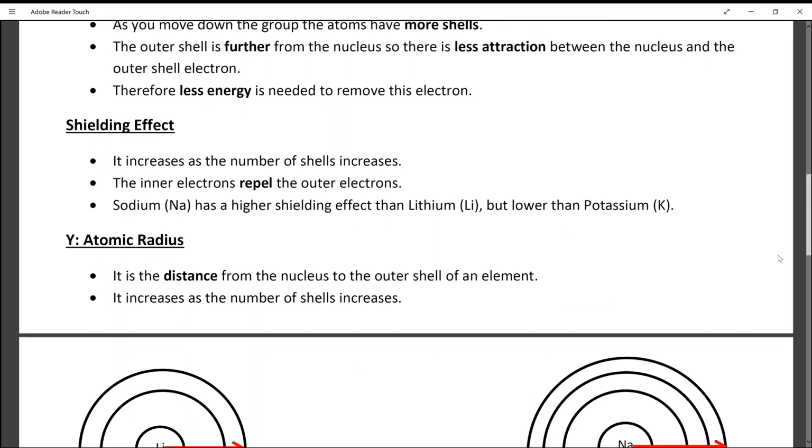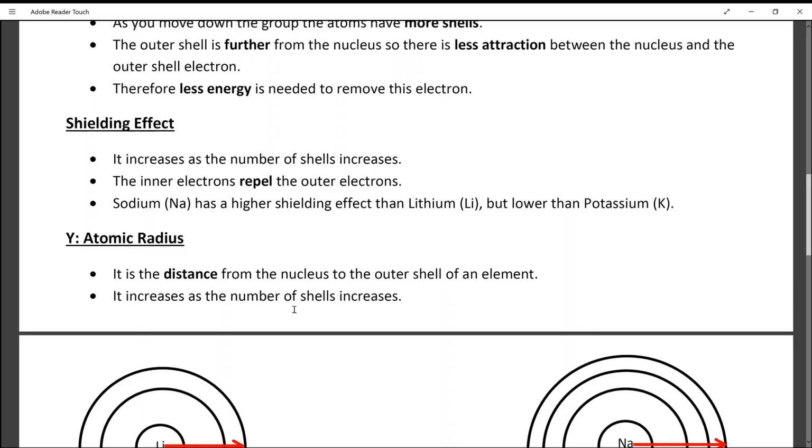Now, just a note here, the shielding effect. The shielding effect increases as the number of shells increases. The inner electrons repel the outer electrons. So what I mean is, it increases as the number of shells increases. For example, sodium has 3 shells, while lithium has 2 shells. Sodium has more inner shells, more inner electrons, so it has more shielding effect. The shielding effect is higher. I hope you understand what I tried to say to you.